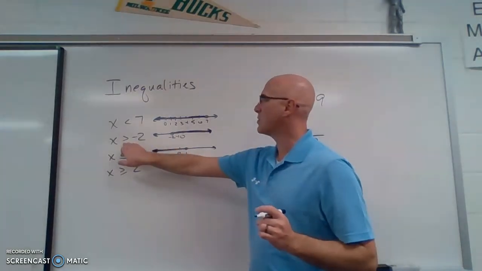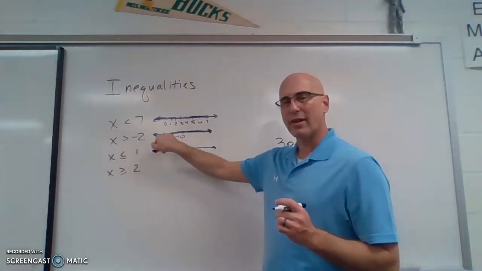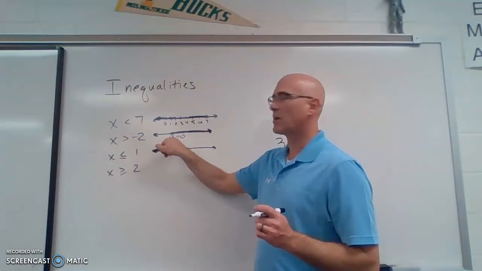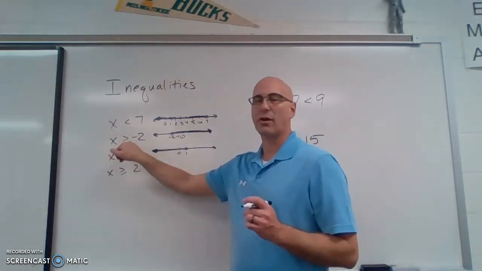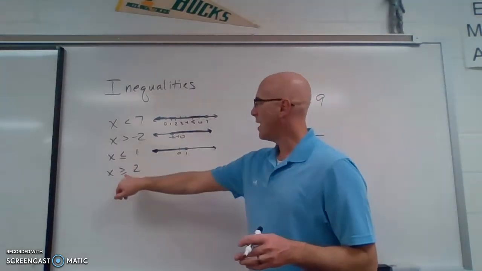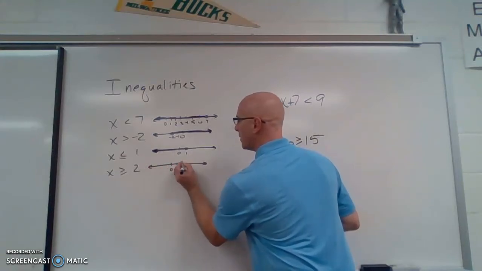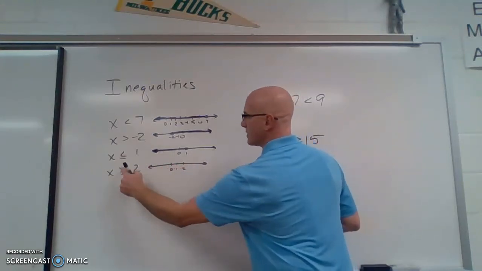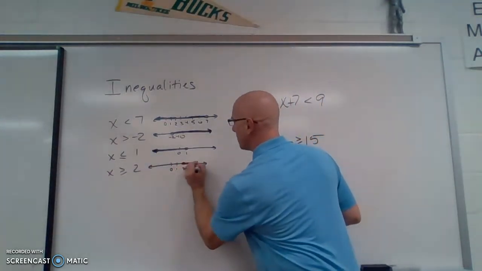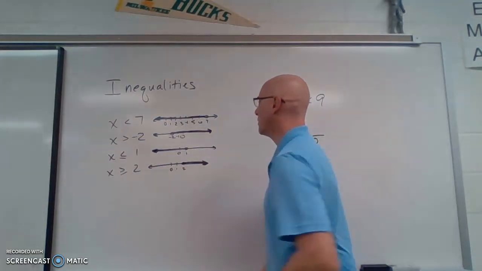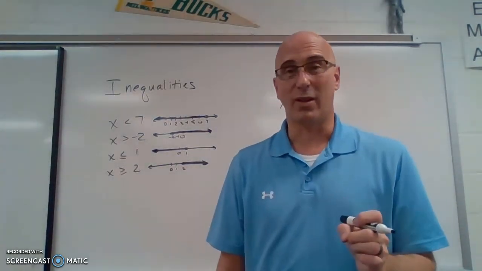Now, if we compare that to the one here, x is greater than -2, the hollow circle, or the not filled in circle, means it does not include -2. Because if you put -2 in here, -2 is not greater than -2. It's equal. And finally, x is greater than or equal to 2. So here's our number line. Since it's greater than or equal to, we're going to put a filled-in dot. Greater than means we are going to shade to the right.